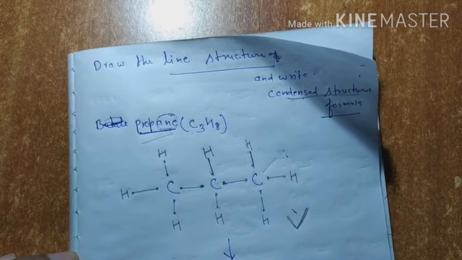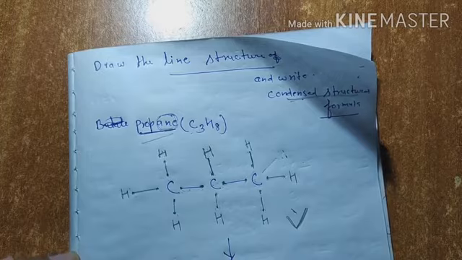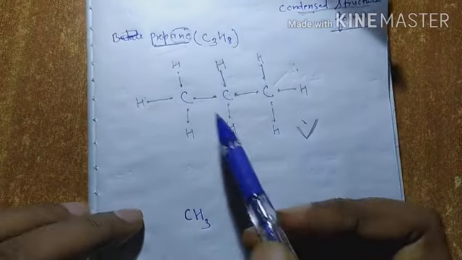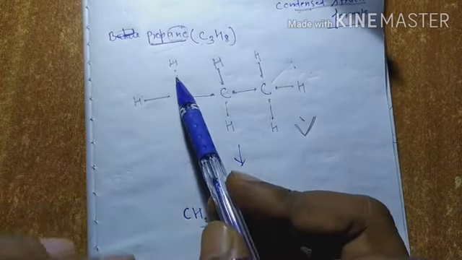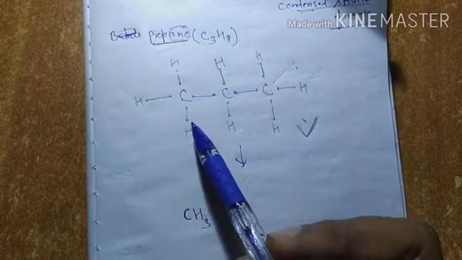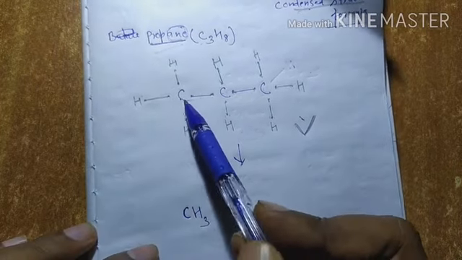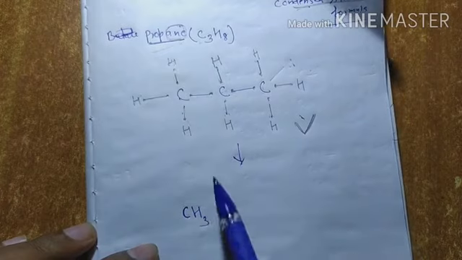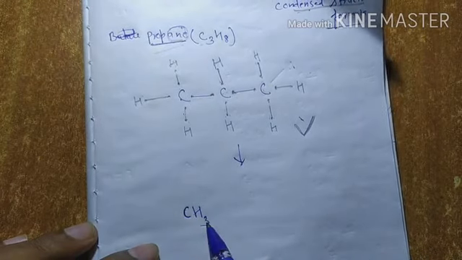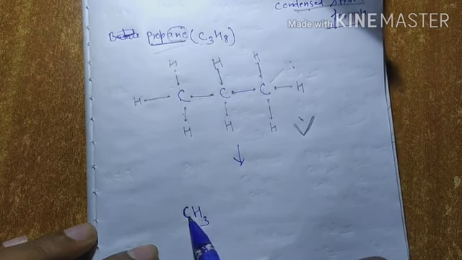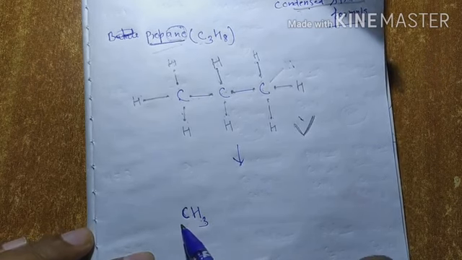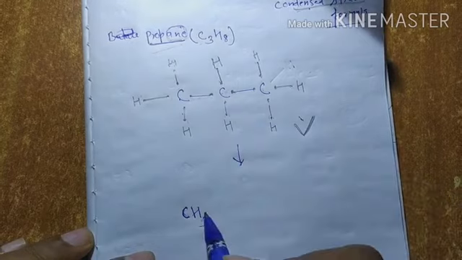From this carbon atom, how many hydrogen atoms are there? How many atoms are connected to this carbon? 3 are there. So we will write here CH3. H3 means from this carbon atom, a total of 3 hydrogen atoms are attached. This single bond, you will put your single bond.